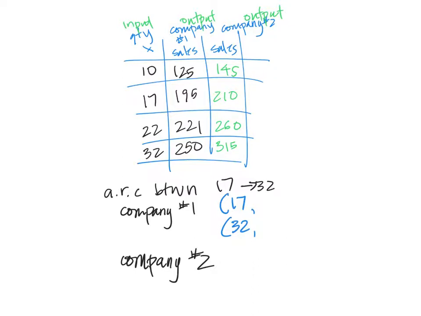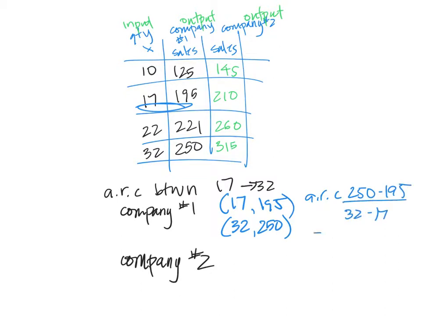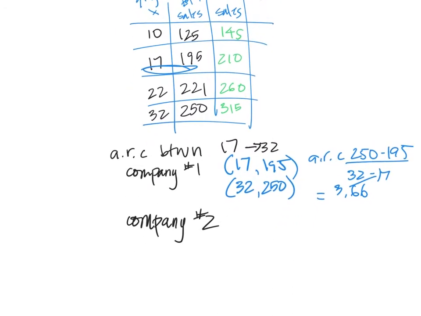So now for company 1, you will notice that with 17, the output is 195. And with 32 for company number 1, the output is 250. So to calculate this, we are doing the 250 minus the 195 over 32 minus 17, and we get 3.66 repeating.